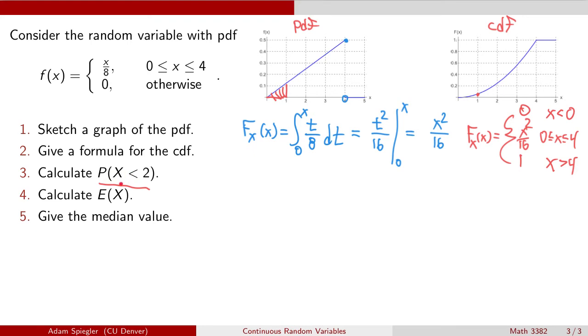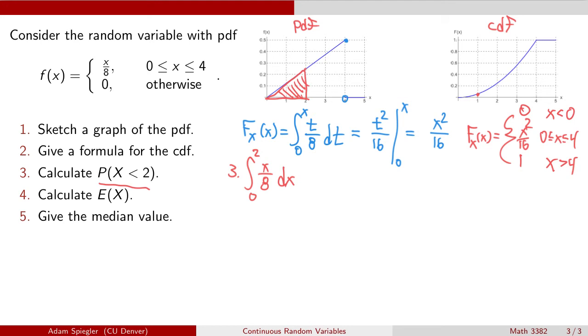Okay, so now let's say we want to calculate the probability that x is less than 2. One way that we could do this using the PDF would be to calculate this area right here. So we could calculate the value in 3 by integrating the PDF function dx from 0 up to 2. And so this is going to tell us the area of that triangle.